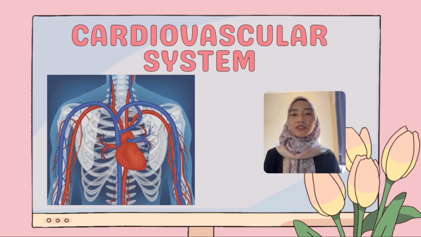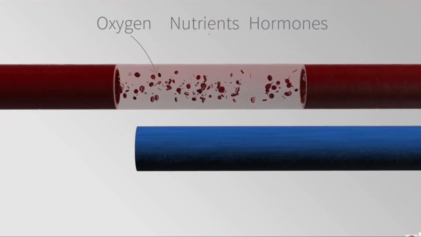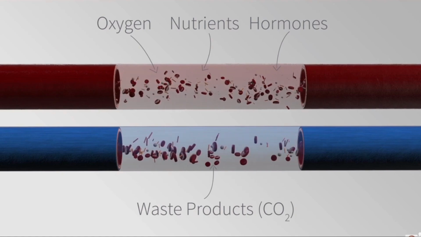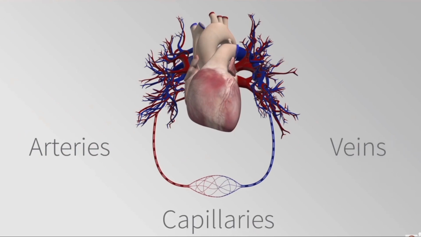Next is the cardiovascular system. The cardiovascular system delivers oxygenated blood to cells and tissues, and returns venous blood to the lungs for gaseous exchange. This system involves the heart and blood vessels. Blood carries oxygen, nutrients, and hormones to the tissues of the body and carries waste products such as carbon dioxide away from the tissues. Blood vessels can be separated into three groups: arteries, veins, and capillaries. Arteries carry blood away from the heart.